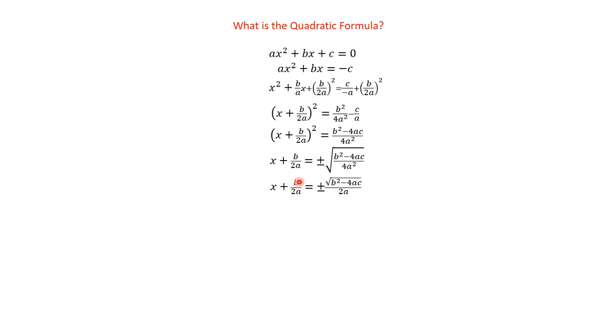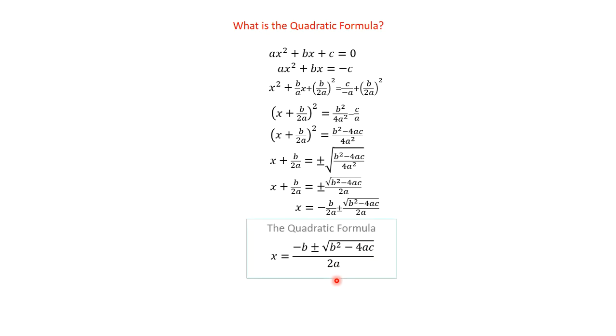And then we can subtract the b over 2a over, and notice it already has a common denominator. So we can just put everything over 2a to get x equals negative b plus or minus the square root of b squared minus 4ac all over 2a. That is the quadratic formula.